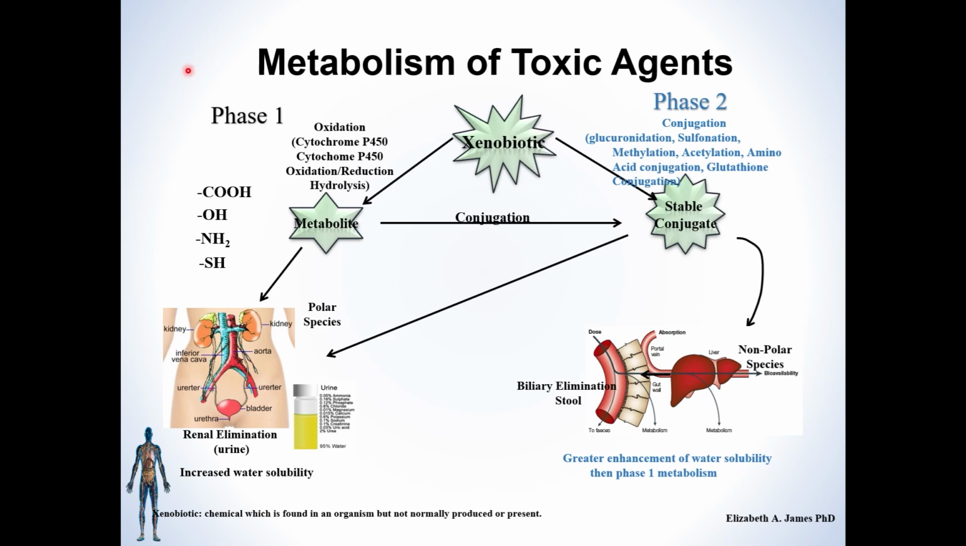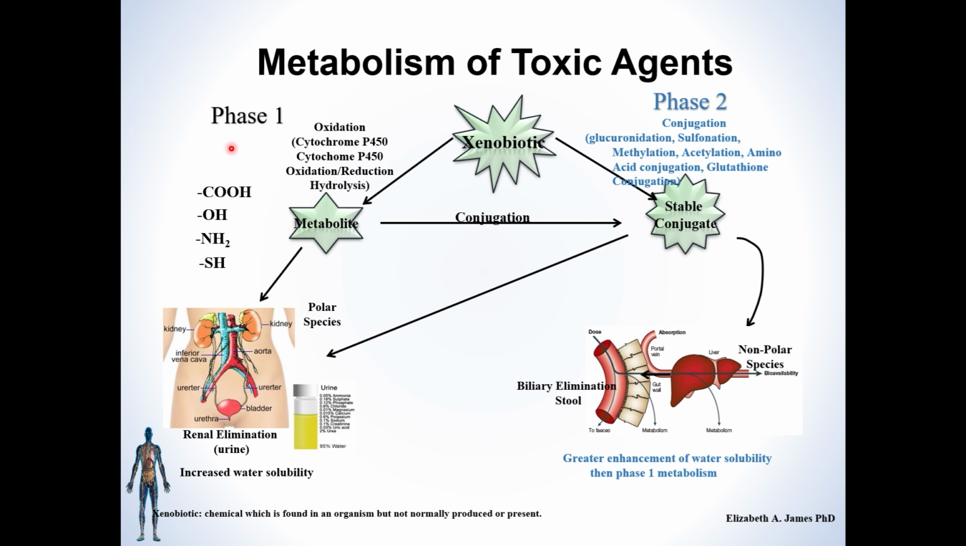All right, so the metabolism of a toxic agent. This is a high-level explanation. In phase one, so let's start with the xenobiotic. Xenobiotic going to the metabolite. In phase one, it can undergo oxidation, cytochrome P450 oxidation, reduction, and hydrolysis. It can form a metabolite.